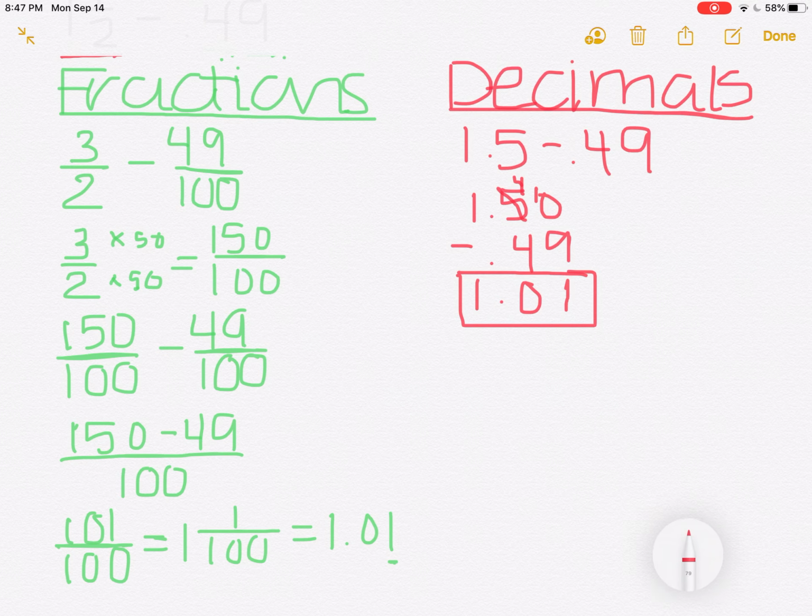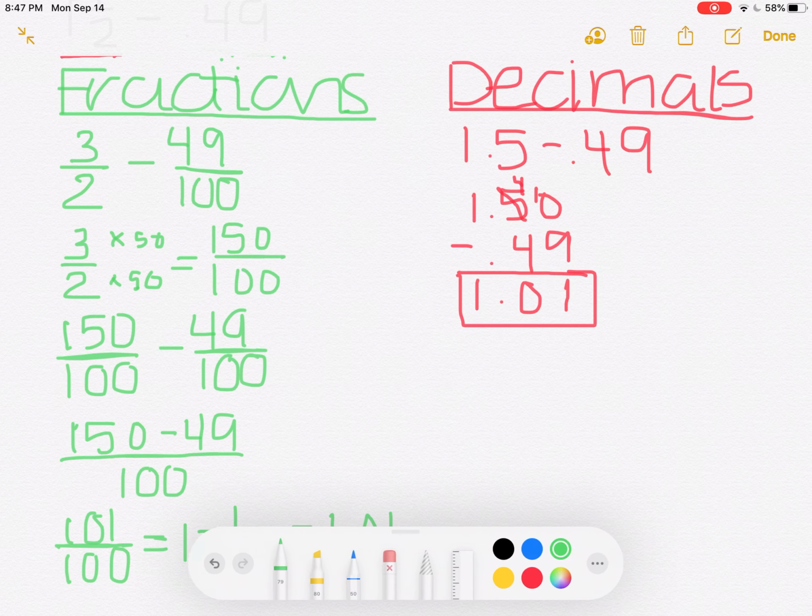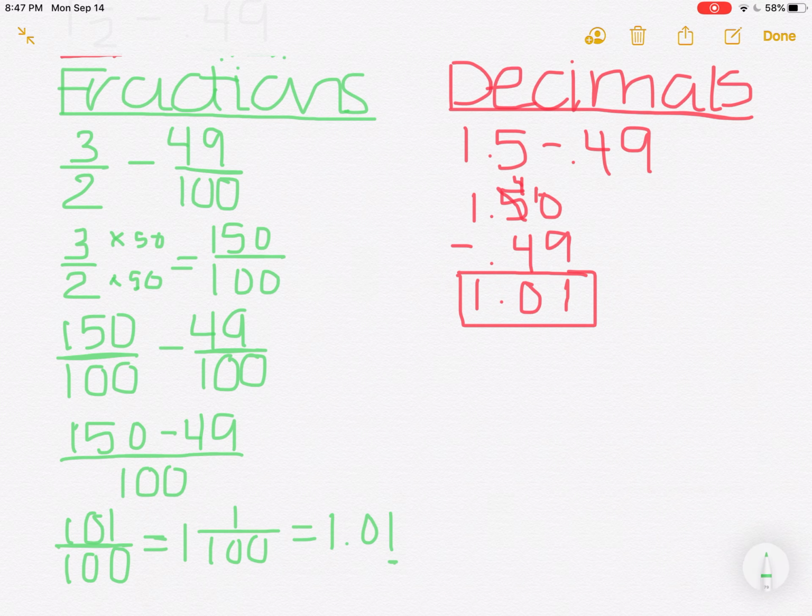So here we've completed this operation 2 different ways. One with fractions, one with decimals. Notice our answer is the same. Our answer here is the same.